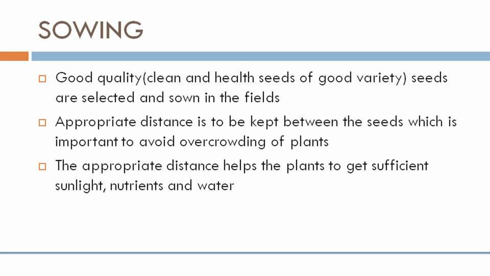The next step is sowing of good quality seeds. Clean and healthy seeds of good variety are selected and sown in the fields. Appropriate distance is to be kept between the seeds, which is important to avoid overcrowding of the plants, and it also helps the plants to get sufficient sunlight, nutrients and water.